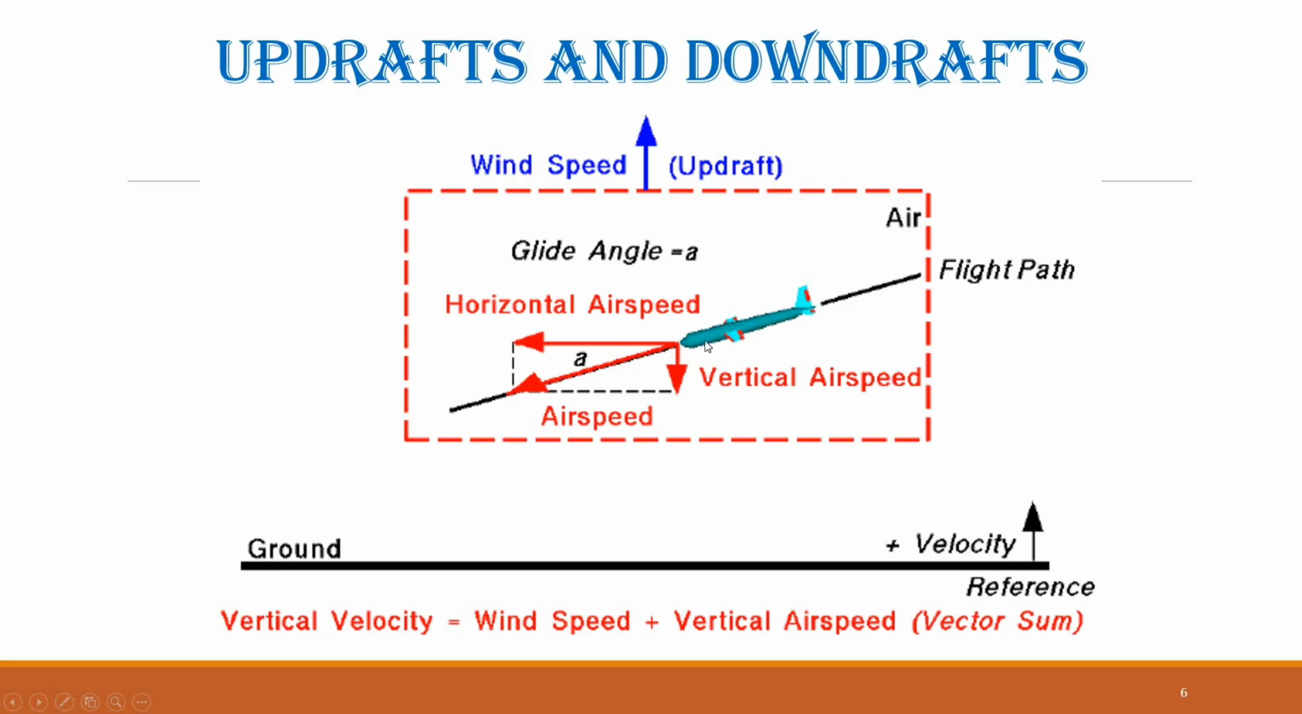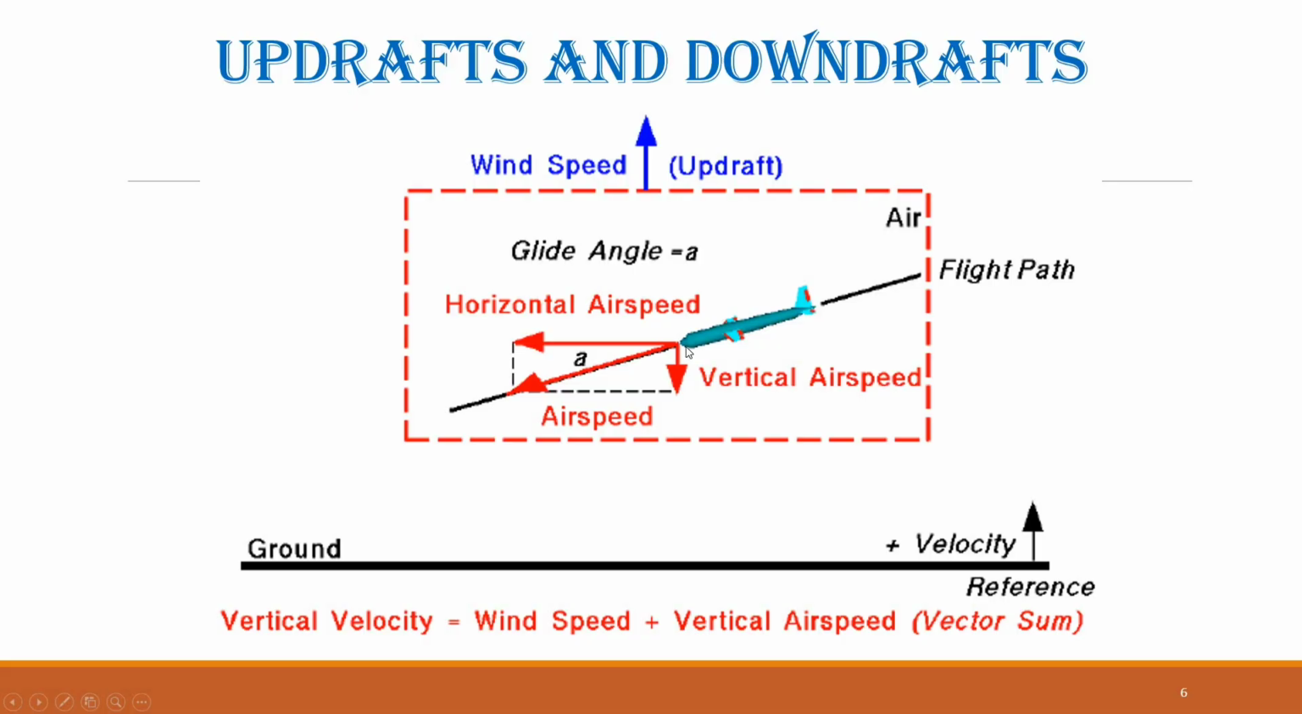The flight path itself is inclined at an angle relative to the horizontal, and this angle is called the glide angle. Because the airspeed is a vector, we can break it down into two components, a horizontal component and a vertical component. The forces acting on the glider behave similarly. Drag acts along the flight path in the same direction as the airspeed, while lift acts perpendicular to the flight path. Importantly, the lift generated by the wings depends solely on the airspeed, not on the glide angle.